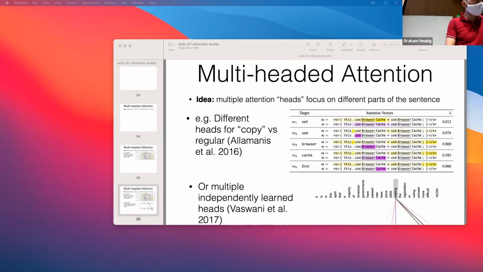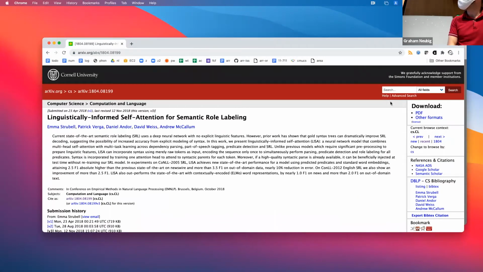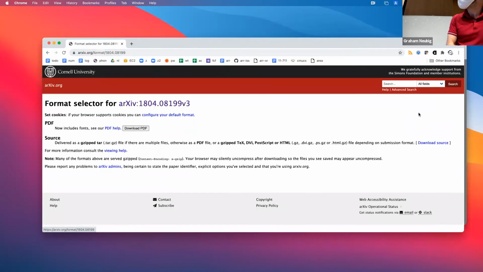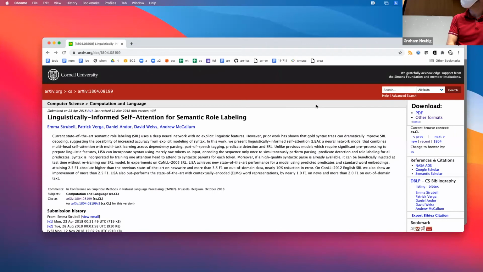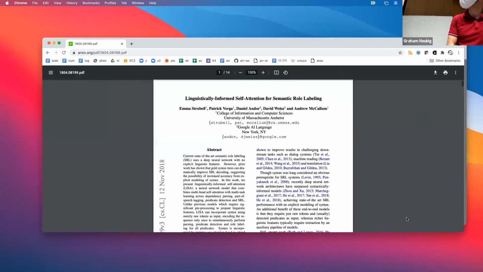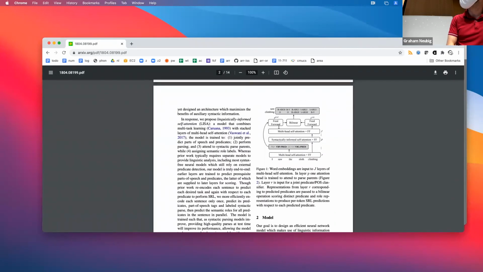Here's an example of a paper that does this, where they explicitly tried to enforce the model to focus on syntax, on other words that were in a syntactic relationship through dependency parsing. So we're going to be talking more about dependency parsing later.